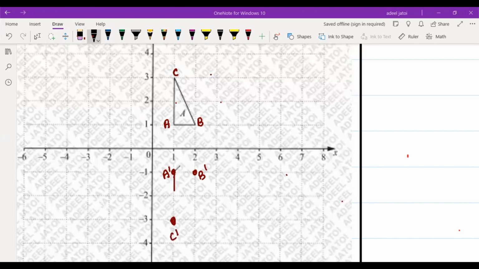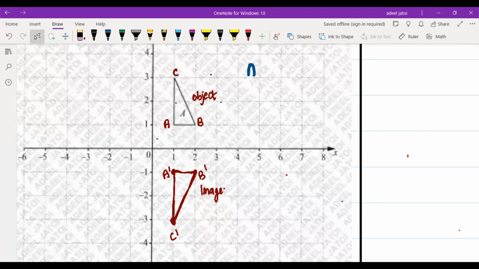So considering this, this is your reflection image, because it is reflected now. This was your object and this was your image. Now each point of the object has been transformed to each point of the image. What is important here is, let's say that A is (1, 1).